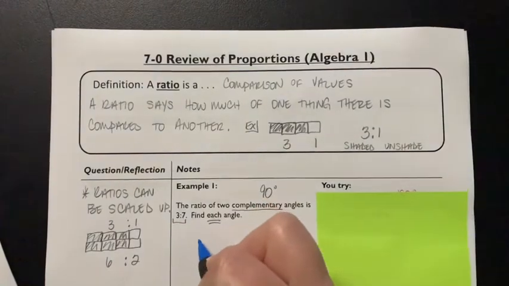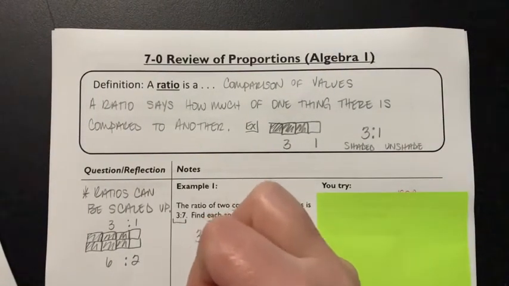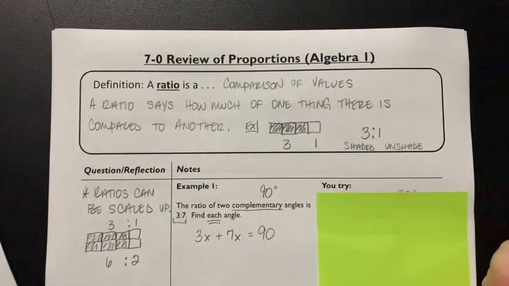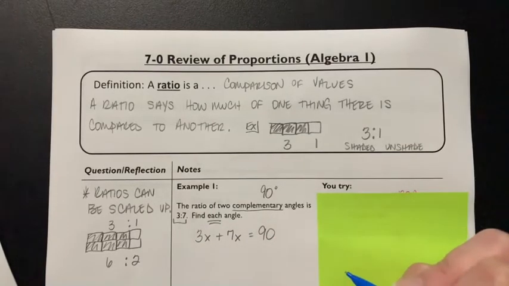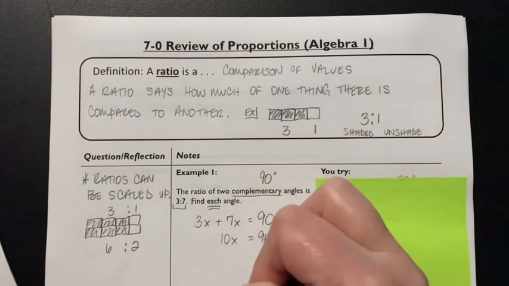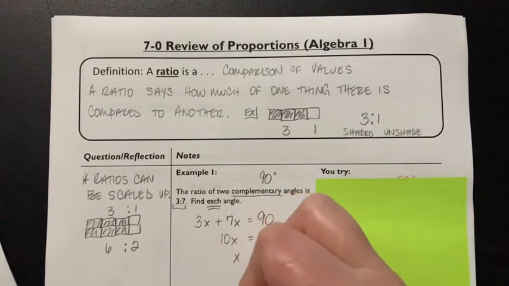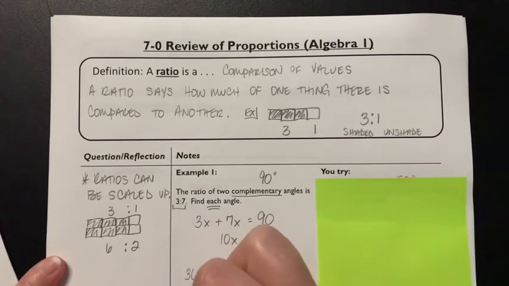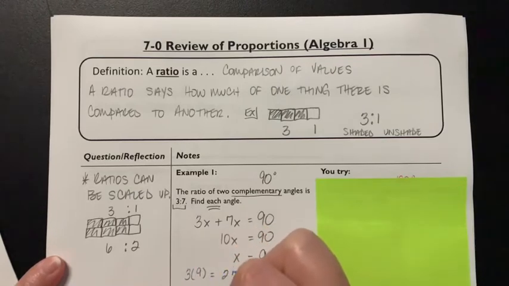So we're doing 2 different calculations here. We're going to start by setting up our equation. I know that 3x plus 7x is going to give me 90 degrees. Then we're just going to solve that using our algebra skills. 3x plus 7x is 10x. When we divide both sides by 10, we get x equals 9. Then we don't stop here. We take that 9 and plug it in to solve for the measures of the angles. 3 times 9 is 27. And then 7 times 9 gives me 63.